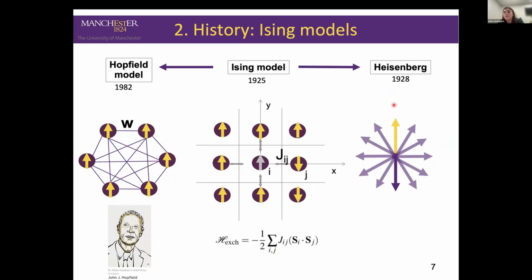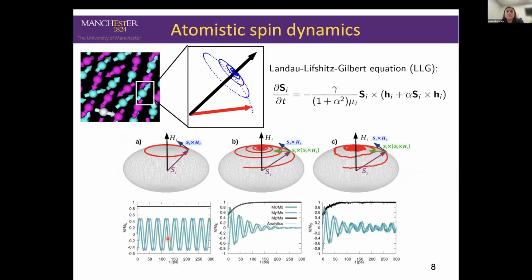And then Heisenberg came later and allowed the spin to evolve around the sphere. So this is currently what we employ in our atomistic spin dynamics simulation. Our spin is free to evolve around a unit sphere. And then I also thought to mention here the Hopfield model, which basically connects the spin to all neighbors. This has been more employed in neural networks. However, the fundamentals are drawn from magnetism and it has recently received, in 2024, a Nobel Prize.